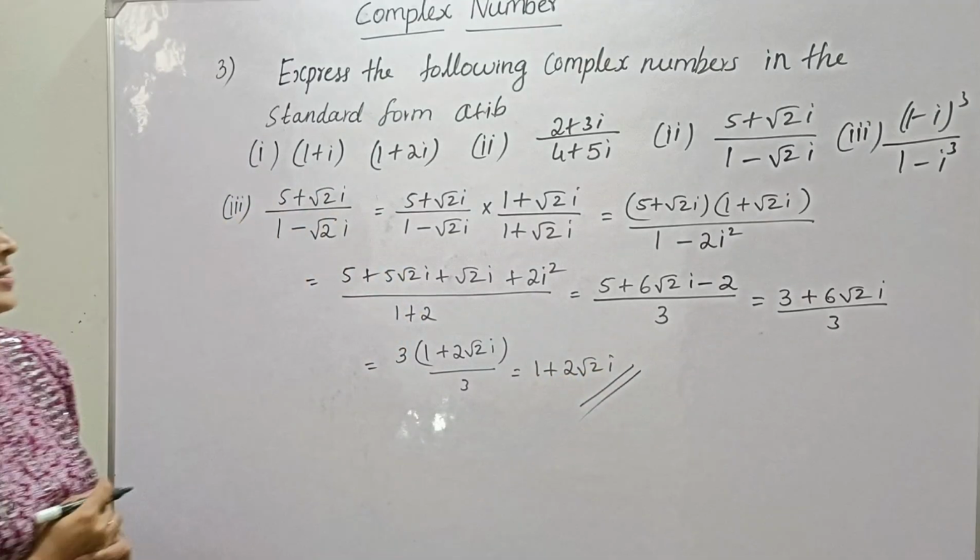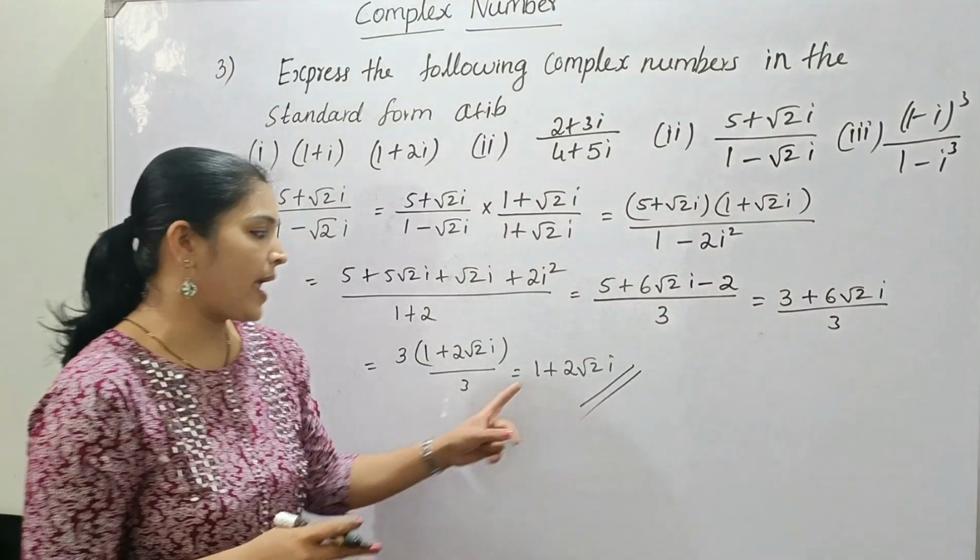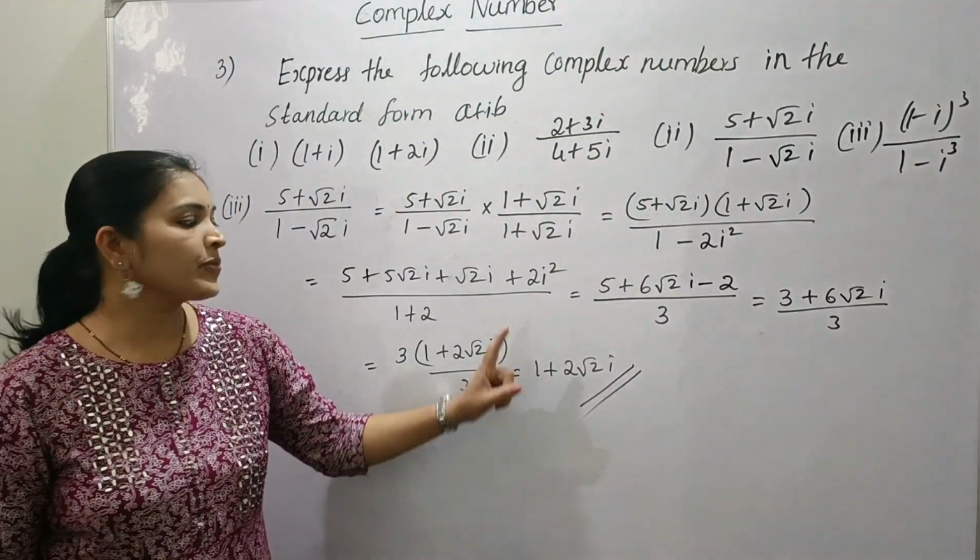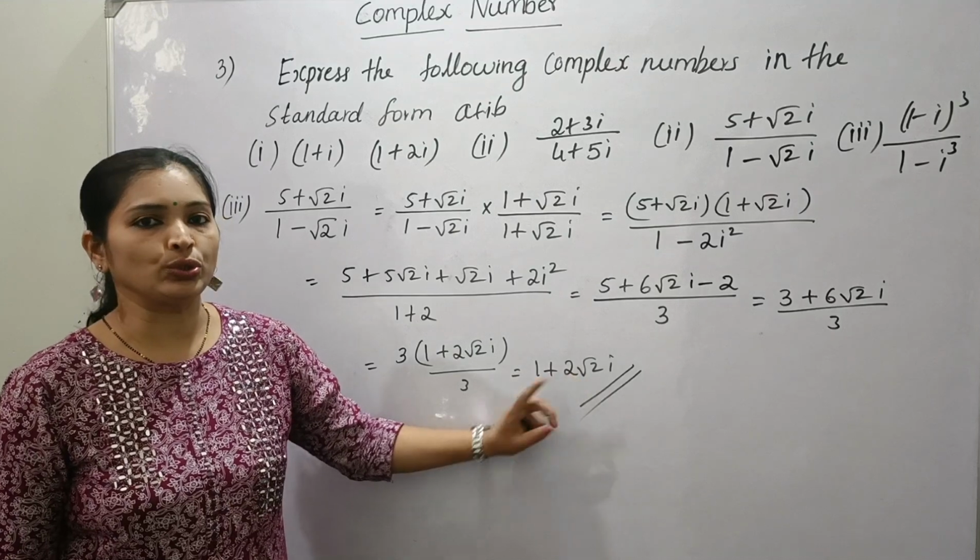So here it is in the form of a + ib. The value of a is 1, and the value of b is 2√2.